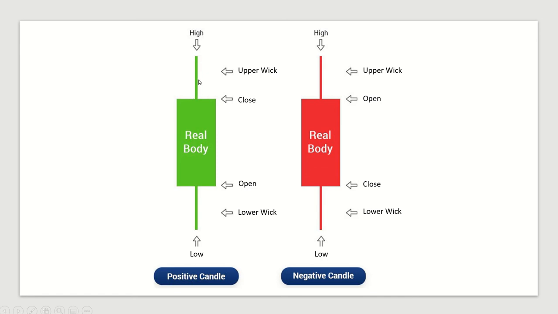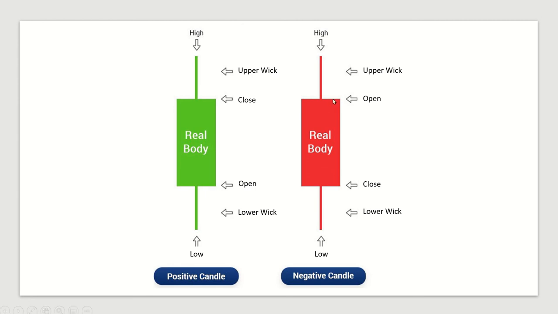The wicks tell you what the high was and what the low was. And important, if there's a wick, it means it went to that level, but then it moved away from that level, right? Like it went all the way up here, but then it came back down and it closed here. It went all the way down here, but it came back. That's different than the open. We'll get into that. It gets a little complicated.